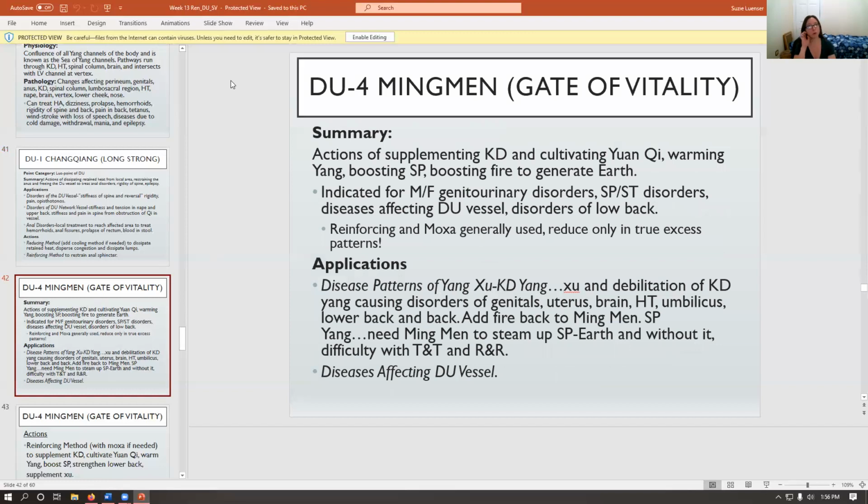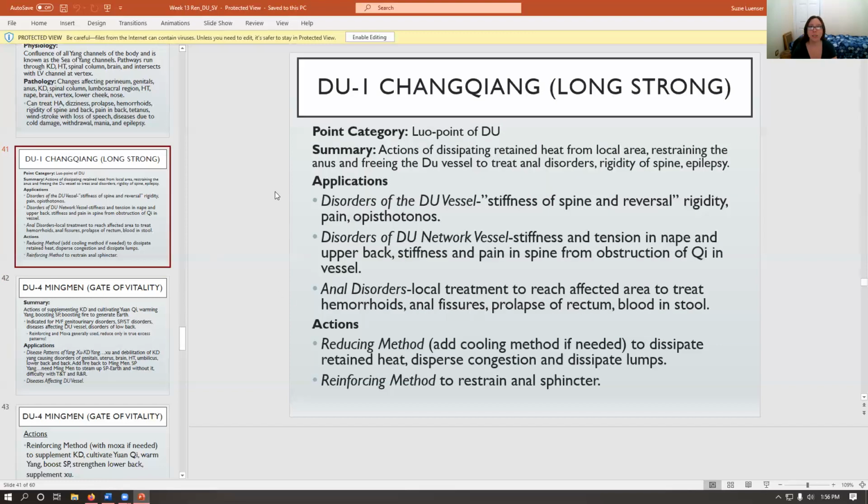Next up is Du4. Oh, and I should say, students always ask me about using Du1, like do you use Du1 in your practice? And I have used Du1 before. I had a patient with perianal fistulas, which is just as pleasant as it sounds. And quite frankly, when a patient has anal disorders, like hemorrhoids or prolapse of the rectum, they are going to be willing to do anything to fix it.